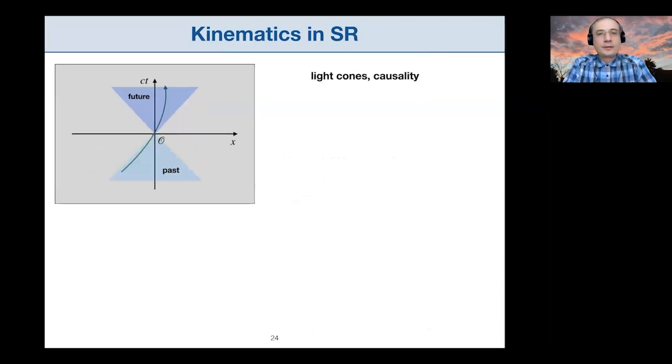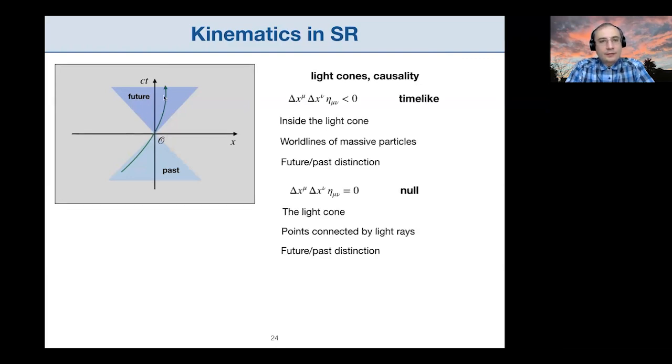So the last topic I would like to talk with you about regarding special relativity is the definition of light cones and causality. Let's fix a point O. Let's consider some kind of inertial frame with its center at this point O. Now for any other point, we can check the sign of the quantity Δx^μ Δx_μ. Δx is simply the vector corresponding to the displacement between this point and O, so basically the coordinates of this point in this reference frame.